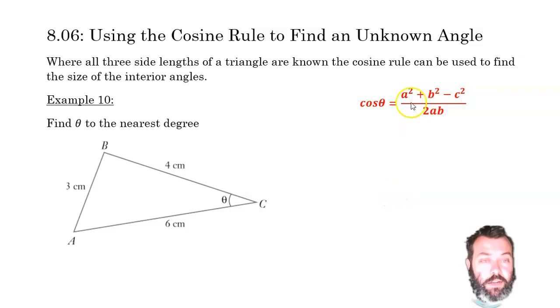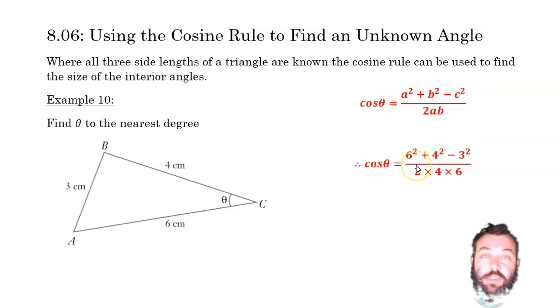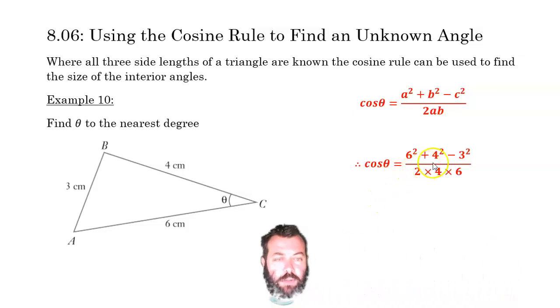Now, substituting into that, a is going to be 4 or 6, and then b will be 6 or 4. c is definitely going to be 3. So substituting in there, I get 6 squared plus 4 squared minus 3 squared over 2 by 4 by 6. Now, 6 squared plus 4 squared minus 3 squared is, I think, 43. And 2 by 4 by 6 is definitely 48.